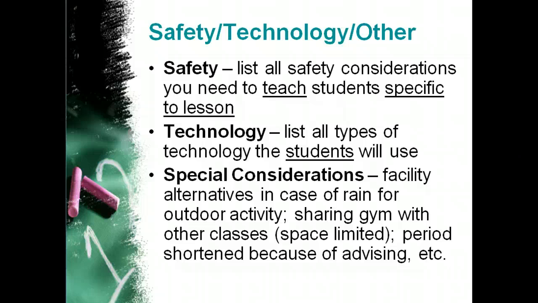This is also the section that you would write down what technology you would use as a teacher, but more importantly, what type of technology the students will use in their learning of the lesson objectives. And then there will also be a section for special considerations. This would be facility alternatives in case of rain for an outdoor activity, sharing the gym with other classes that would make your space limited, periods shortened because of advising possibly or whatever. This would also be a good place to put any students with special needs that you might need to pay specific attention to and try to differentiate instruction for them.